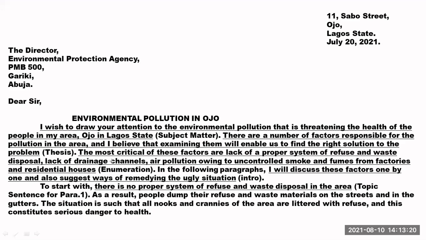And then with this, we now move over to the body of the letter. We are through with the introduction. All right. And then the next thing now will be the body. And this is paragraph 2. To start with, there is no proper system of refuse disposal in the area. This is a topic sentence.